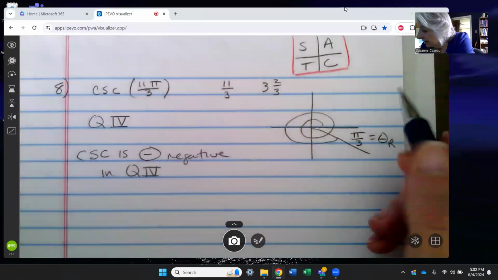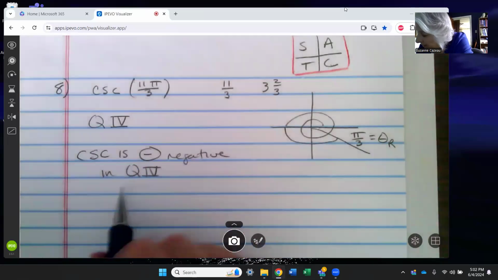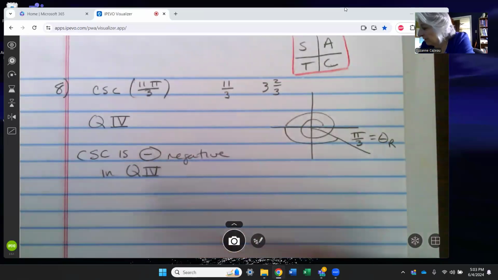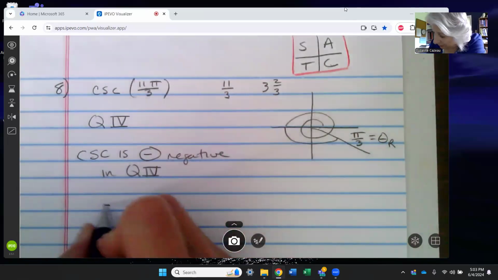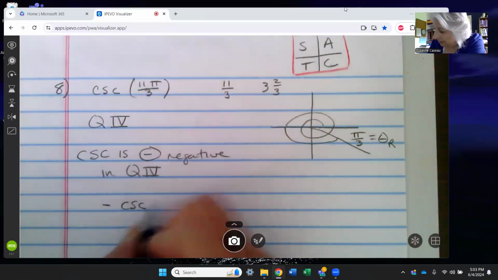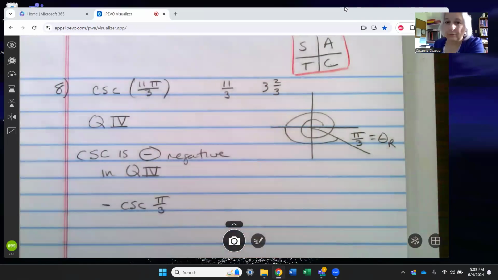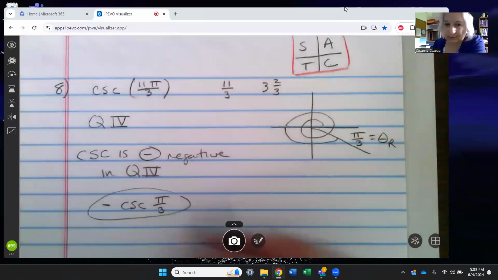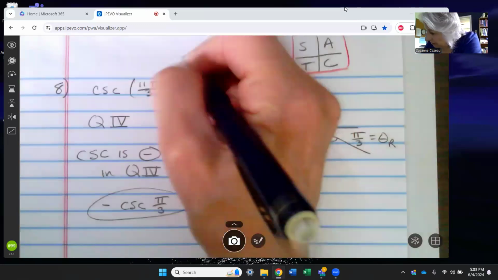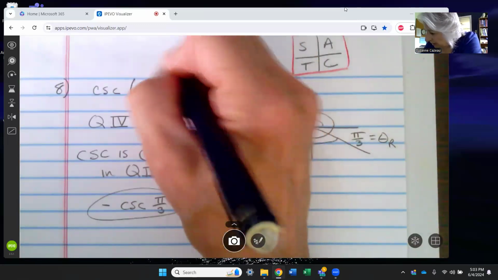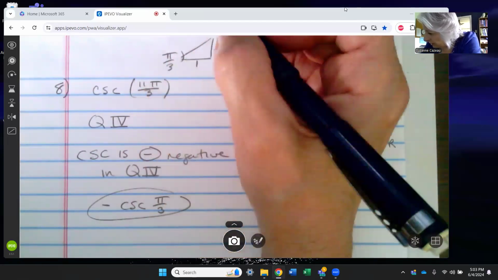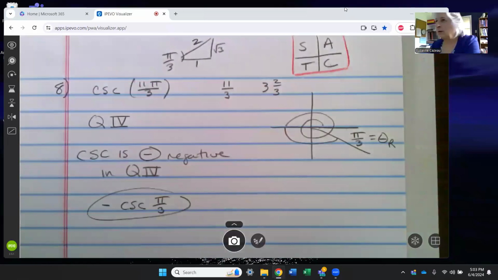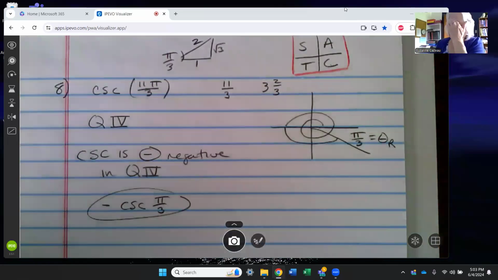All right. Now, what then? So we've got negative and we've got our pi over 3. So this is equivalent to a negative cosecant pi over 3. That's what we need to find. Well, I know that triangle. I've got pi over 3, root 3, 1, and 2. And cosecant is hypotenuse over opposite.